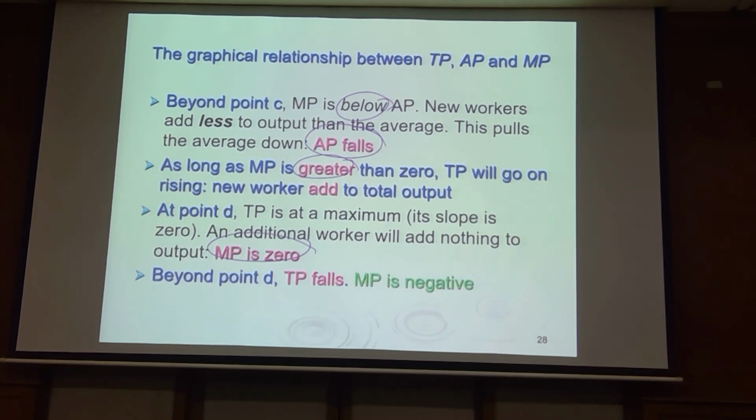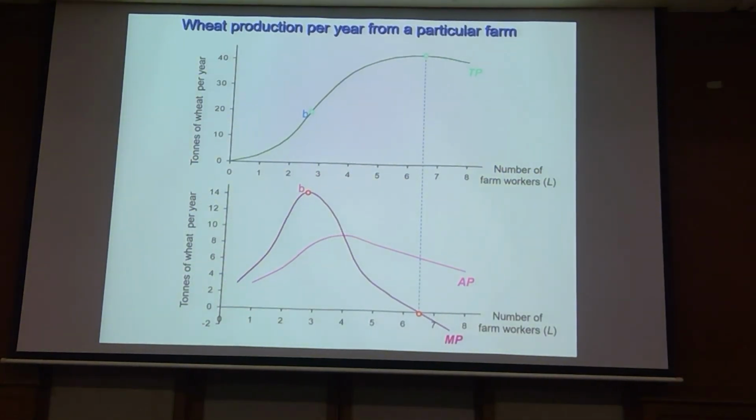When marginal product is negative, as a result of employment you get a reduction in output instead. You're not going to employ beyond the point where marginal product is zero. So that is the relationship between them. When marginal product is zero, you get the maximum output from employment.